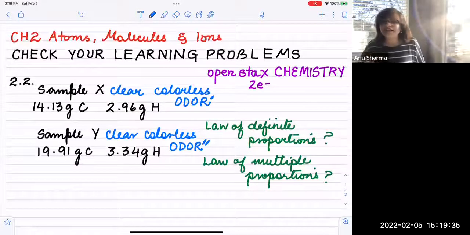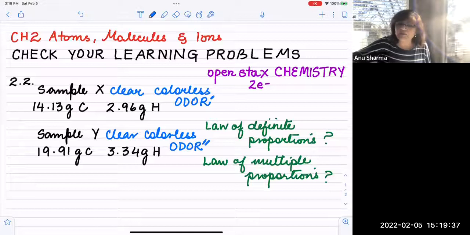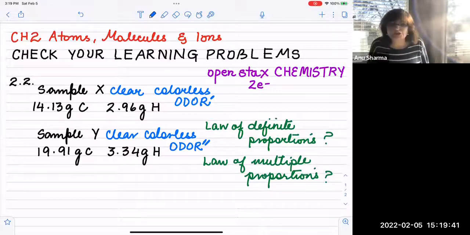Hi guys. Okay, so now let's look at our problems from the book. This is chapter 2, Atoms, Molecules and Ions in the OpenStax chemistry book, the second edition. Okay, so we are looking at the learning check problems.